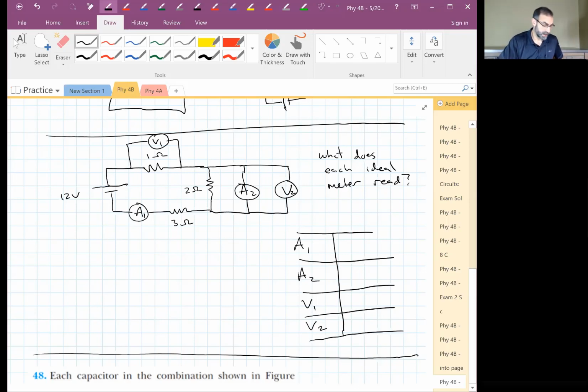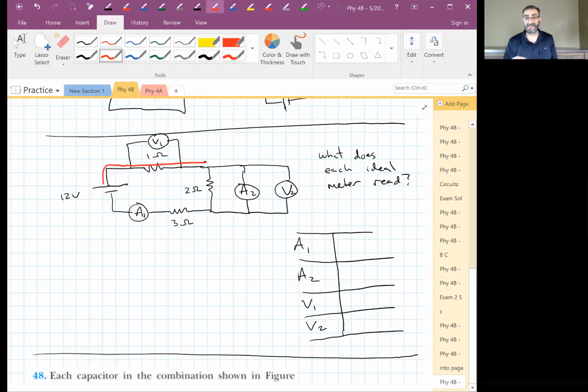So let's trace the current path. The current would take this path from the battery. Would it go through voltmeter V1? No. Ideal voltmeters have infinite resistance. So it wouldn't go through there, but it would go through a 1 ohm resistor. Now, there are 3 parallel paths to get to the other side. One path is through voltmeter V2. That has infinite resistance, so it can't take it there. One path is through the ammeter, and one path is through the 2 ohm resistor.